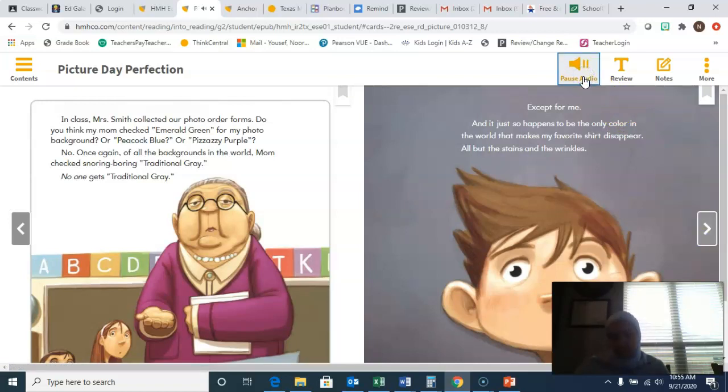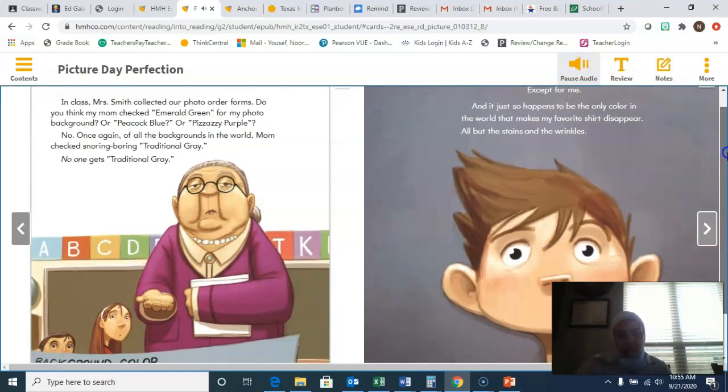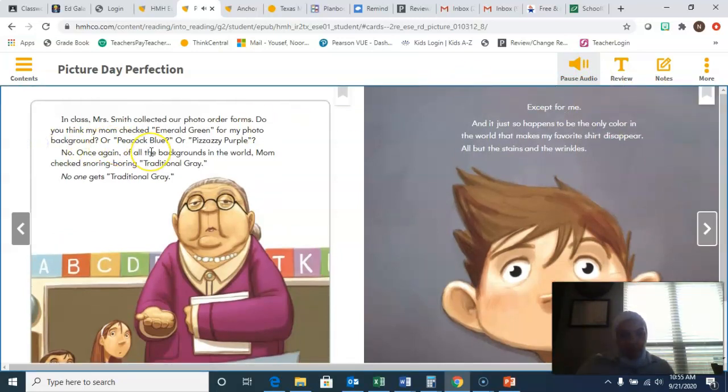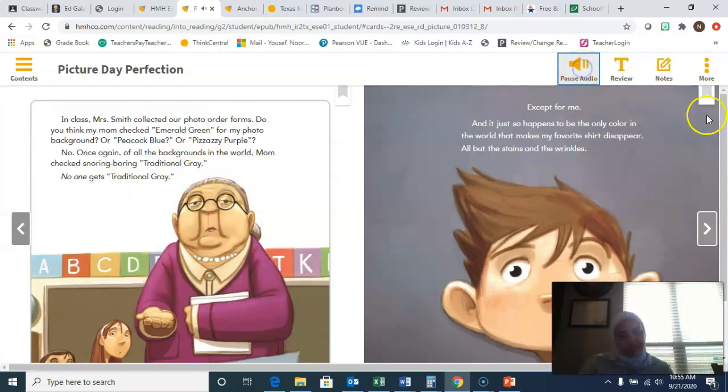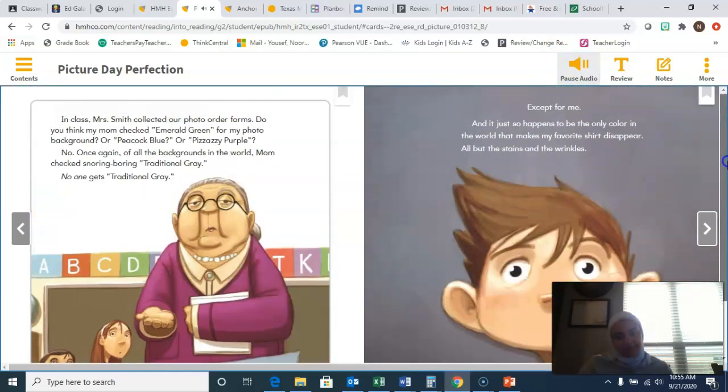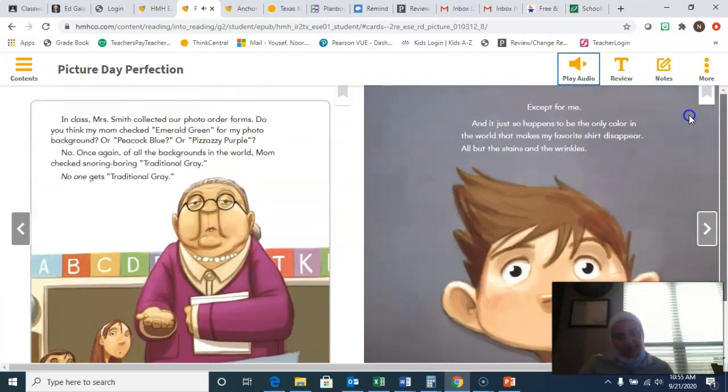In class, Mrs. Smith collected our photo order forms. Do you think my mom checked emerald green for my photo background? Or peacock blue? Or pizzazzy purple? No. Once again, of all the backgrounds in the world, Mom checked snoring boring traditional gray. No one gets traditional gray, except for me. And it just so happens to be the only color in the world that makes my favorite shirt disappear. All but the stains and the wrinkles. Oh no. Now it's even going worse.